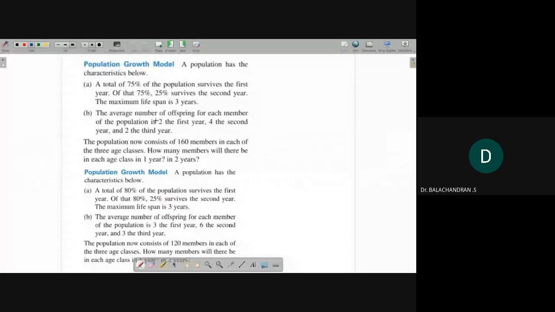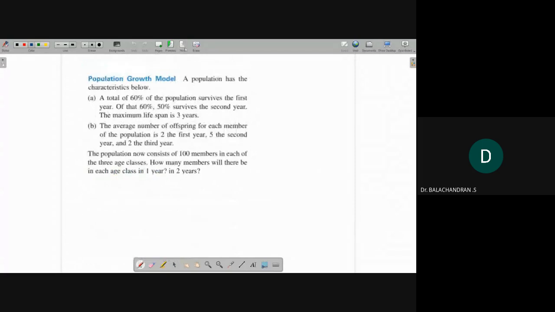Okay. But during this 5 to 7 minutes break, try to solve any one of the problems. At least solve the first problem. At least solve this problem: Population growth model. There are 3 problems here. Try to solve the first problem. I also have some tea, and then I'll come back within 5 minutes.